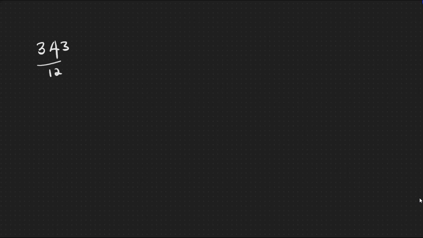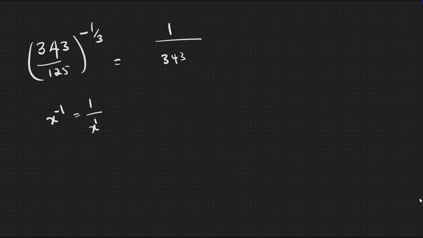Right, the next question is 343 divided by 125, all to the power of minus 1 over 3. Remember the law that says whenever we have anything raised to the power of a negative number, it gives us the reciprocal of that number to that power. So now this one here is going to be 1 all over 343 over 125 to the power of 1 over 3.